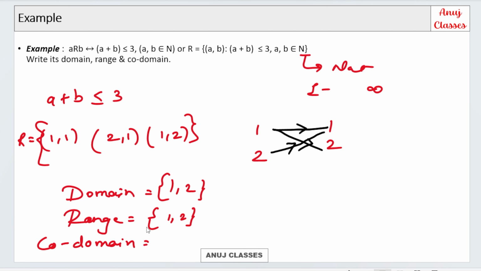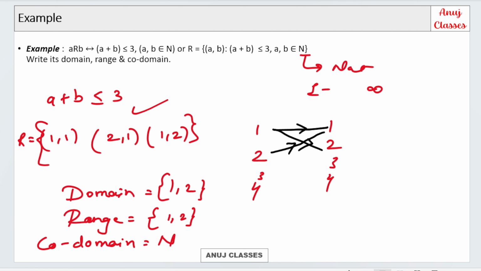it will not be only 1 and 2. Here it says it belongs to N, which is the natural numbers. For our purpose, we have taken 1 and 2 because these fit inside this relation, but there may be other elements also. So here the codomain will be N.